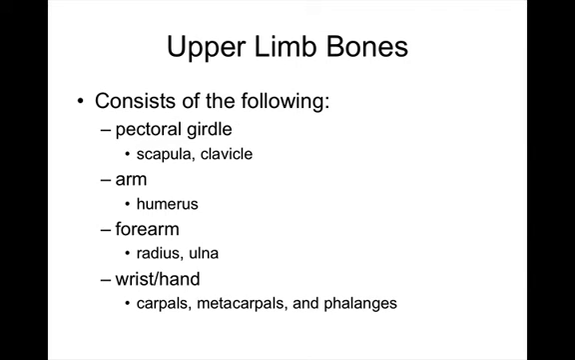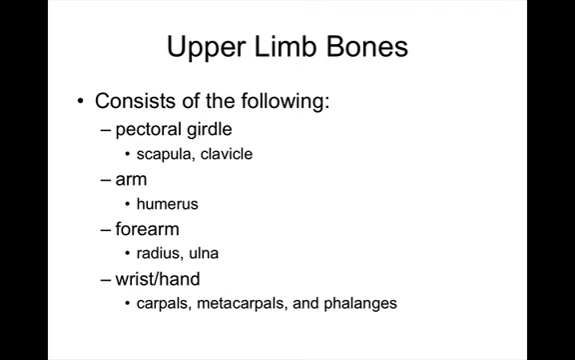We have the pectoral girdle, which is composed of scapula and clavicle. We have the arm composed of humerus. We have the forearm composed of radius and ulna. And then we have the wrist and hand composed of carpals, metacarpals, and phalanges. So the bones here are listed from proximal to distal.